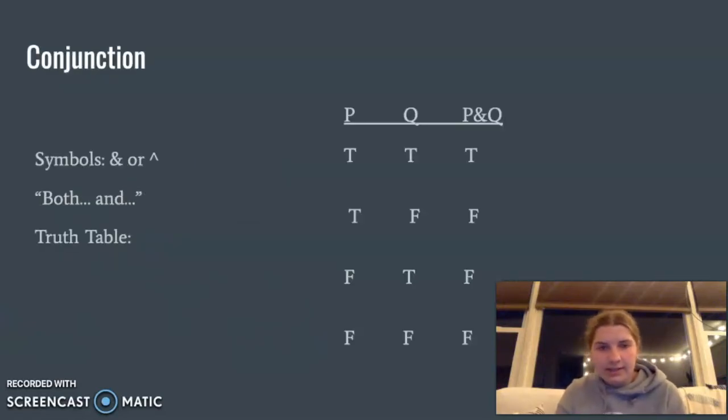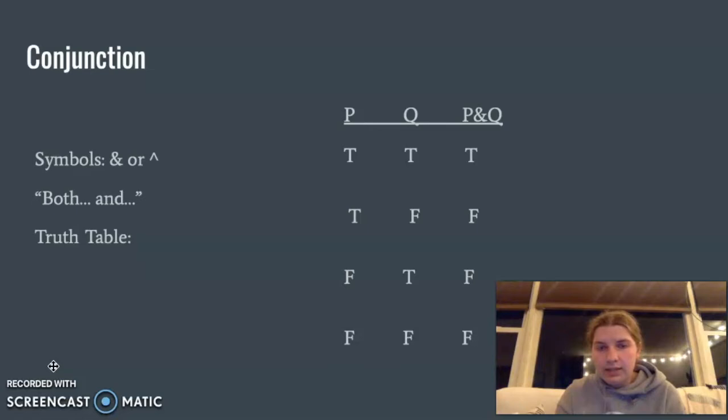Conjunction is our next connective. It is represented by the symbols right here. An example of this between atomic sentences is "and." For the truth table for conjunction, for P I did true, true, false, false. For Q, I did true, false, true, false. So basically, to make the conjunction true, both P and Q have to be true.